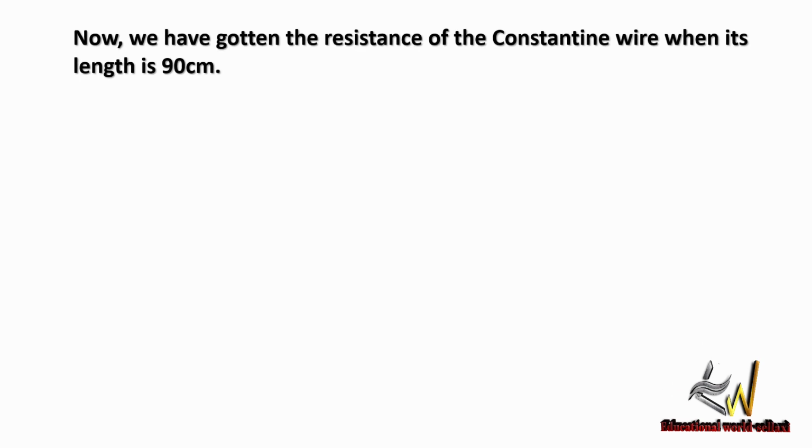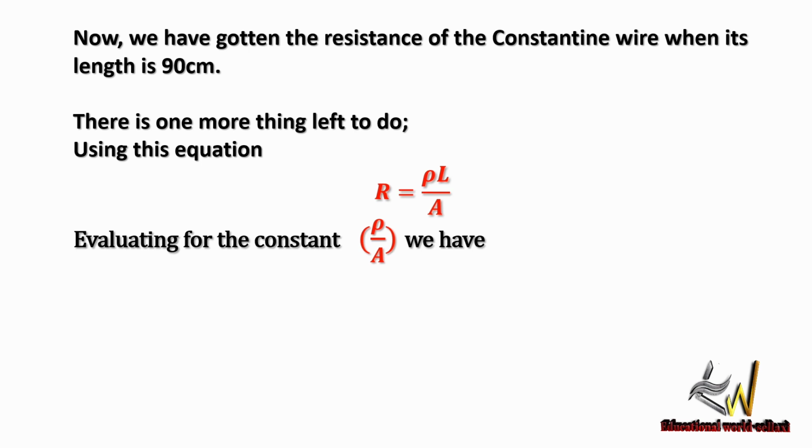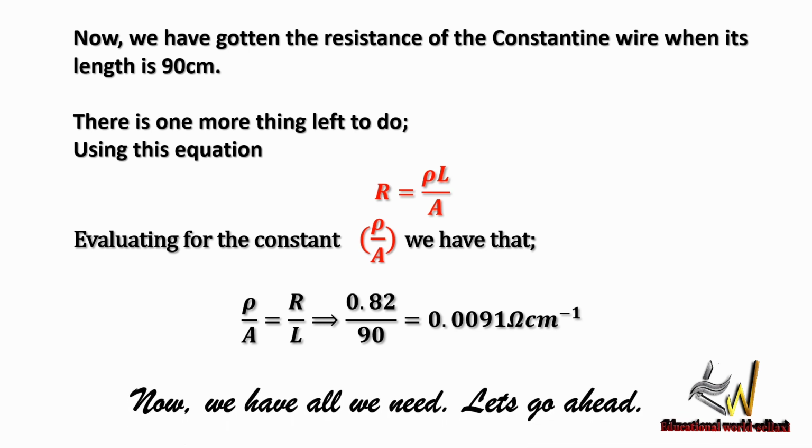We are not done yet because there are other things we need. There is one more thing left to do. We have to use the relationship between the resistance and the length of the Constantan wire to get a constant, and that constant is ρ/A. The area is constant as well. Simplifying, with resistance 0.82 ohms when the length is 90 cm, I have 0.0091 ohm per cm. This is very important.